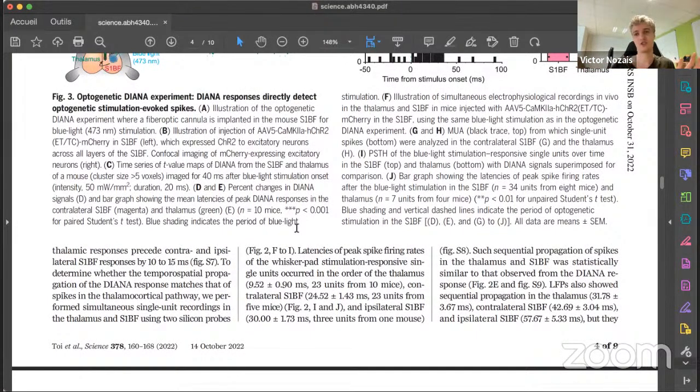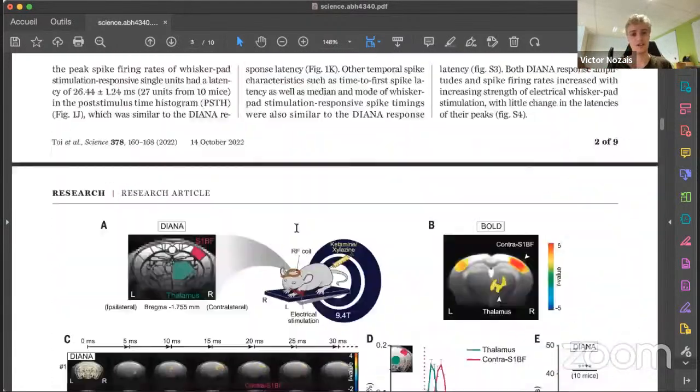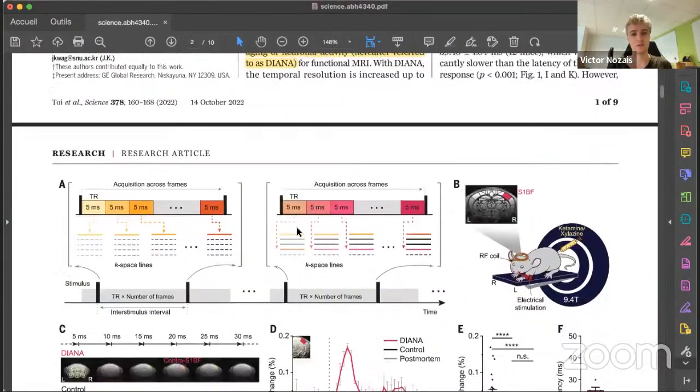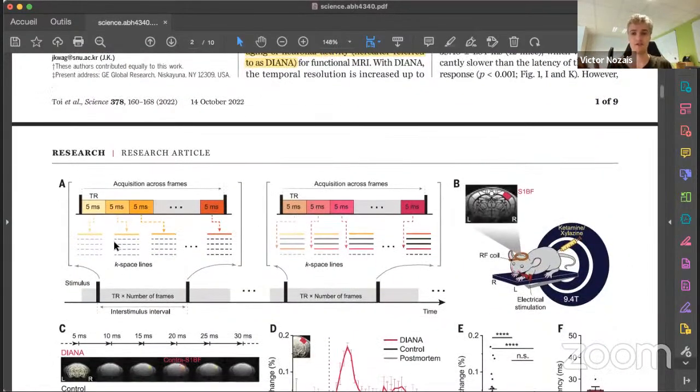So the next question, of course, is can we use it on humans? Well, we'll have to see. Also, because it requires a scheme that is quite specific, where you have a very repetitive stimulation. It will only be able to be applied to very specific questions, I think, but to me, it's still so cool.